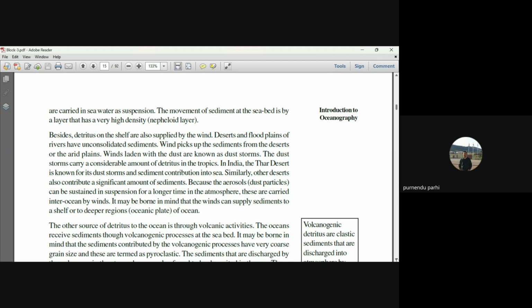Because the aerosol dust particles can be sustained in suspension for a longer time in the atmosphere, these are carried over long distances by wind. It may be borne in mind that the winds can supply sediments to a shelf or to a deeper region of the ocean.